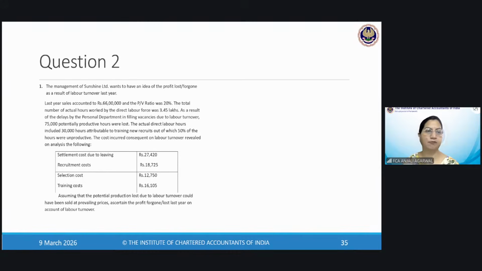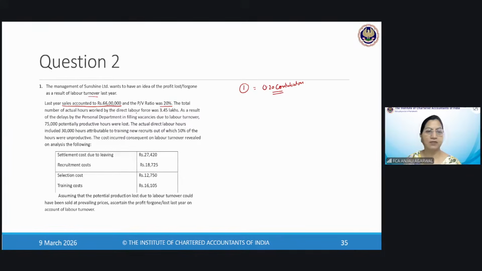We have one more type of question due to labor turnover. The management of Sunshine wants to have an idea of the profit or loss foregone as a result of turnover. Last year sales was 66 lakhs. PV ratio was 20%. So you know that for every 1 rupee, 20 paisa is the profit or contribution in the sales. We've done the marginal costing. This is a revisionary lecture, so you understand PV ratio and contribution percentage.